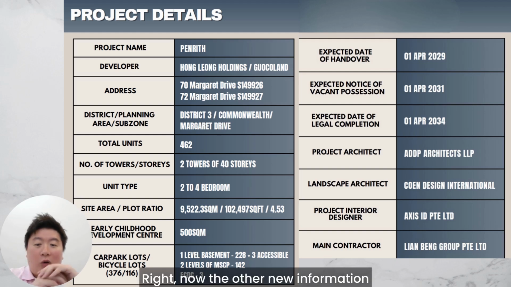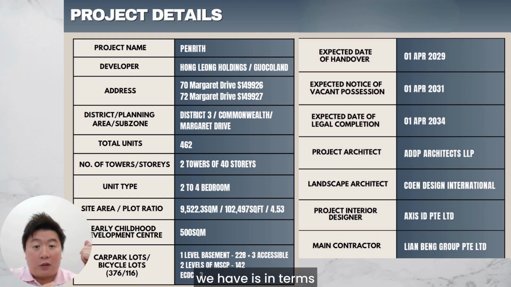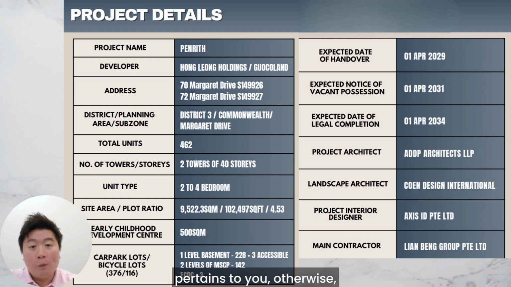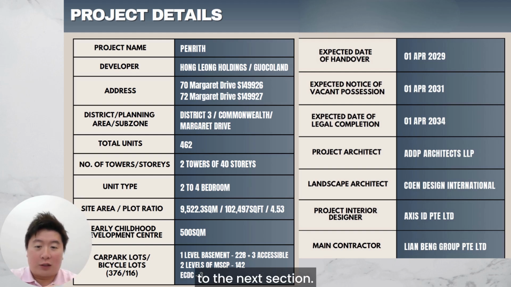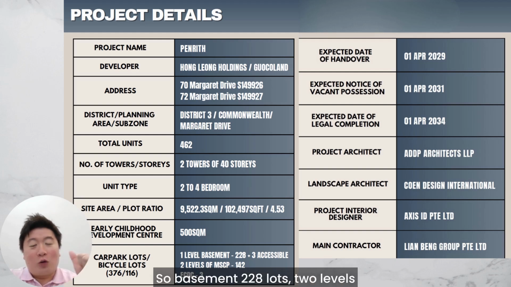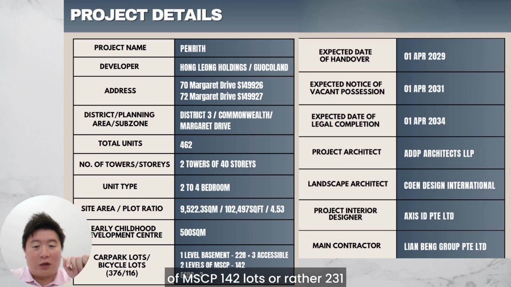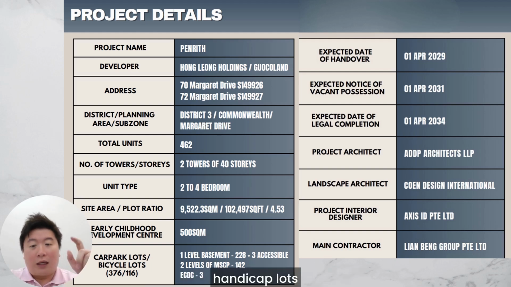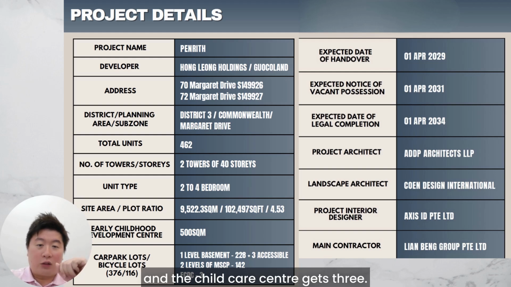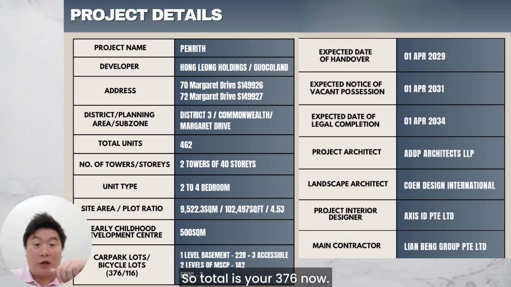Right. Now, the other new information we have is in terms of the car park lot distribution. So if you are driving, this pertains to you. Otherwise, you can just go to the next section. But anyway, it's a very fast one. So basement, 228 lots, 2 levels of MSCP, 142 lots, or rather 231 lots if you want to include the 3 handicap lots. And the childcare center gets 3. So total is your 376.